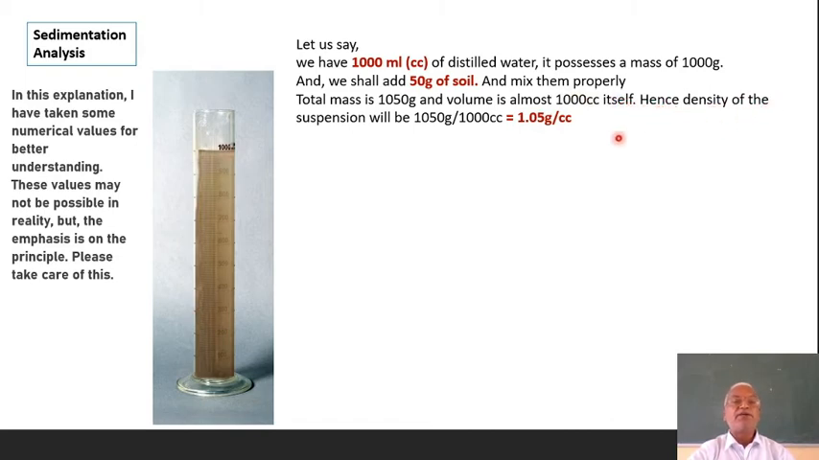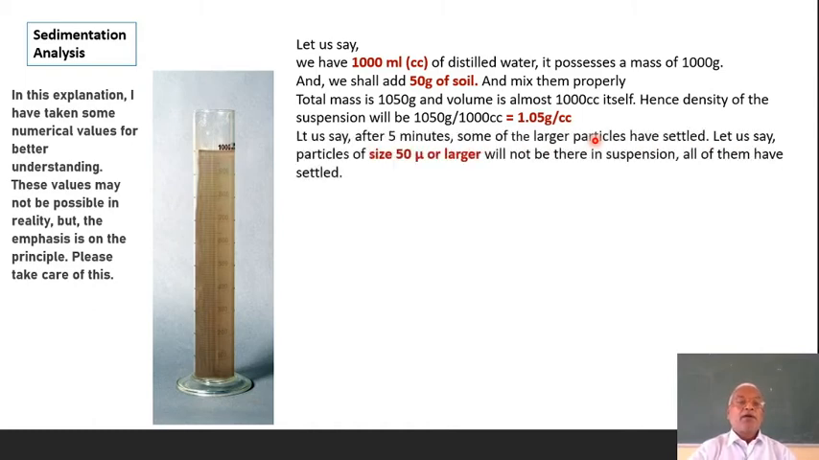So the density of the suspension will be: total mass is 1050 grams and volume is 1000 cc. So we can say that it is 1.05 grams per cc. Okay, let us say after 5 minutes, this is important because we allow the time. Once you place the jar, you start the stopwatch or make a note of the time, and whenever you take the reading, you have to make note of how much time has elapsed.